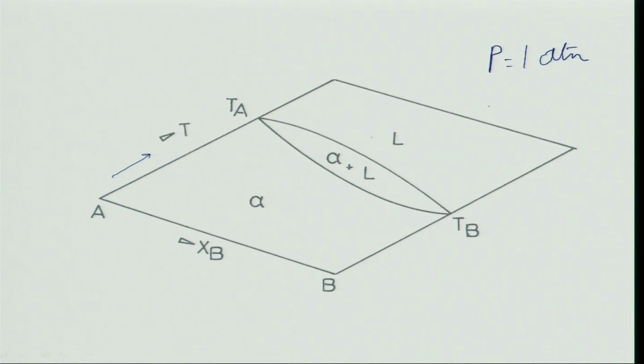Before I discuss what is inside this diagram, let me first dwell a little bit upon composition. How can we represent the composition of two different components in a system? Let us suppose there are two components A and B.